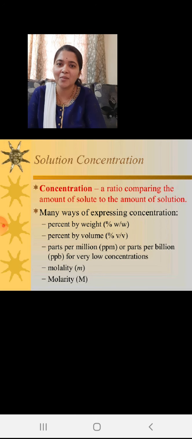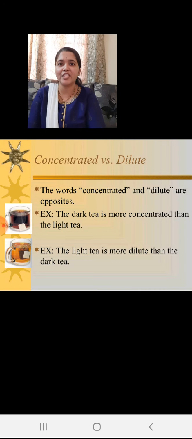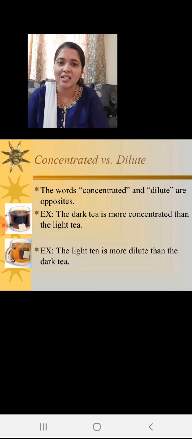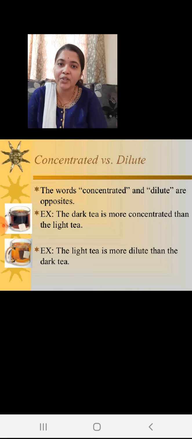Concentration is nothing but a ratio comparing the amount of solute to the amount of solution. So, children, what is the difference between concentrated and dilute? The dark tea is more concentrated than the light tea, and the light tea is more dilute than the darker tea. So darker tea will become concentrated and lighter tea will become dilute. Dilute is nothing but less solute. A concentrated solution can be changed into dilute by adding more solvent, whereas dilute can become concentrated by adding solute.